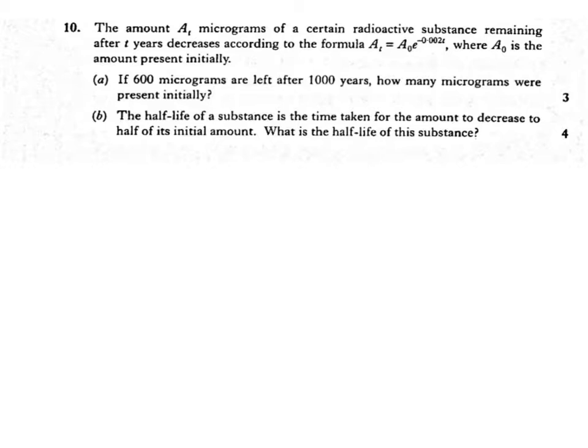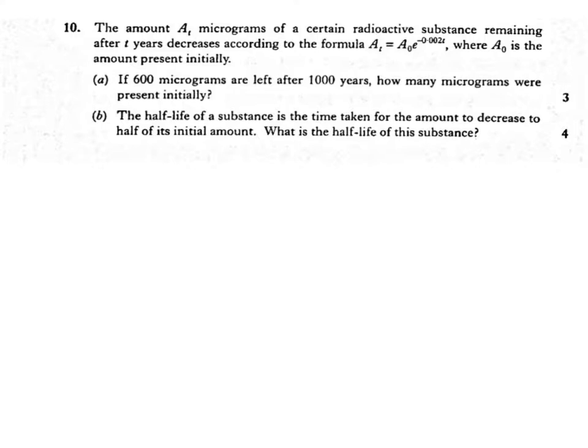So if I look at part A, it says that 600 micrograms were left after 1000 years. How many micrograms are present initially? That means that I need to find out what A naught is. Now that's not an unknown power. An unknown power would be to find what t is up in the power line, but A naught is not up in the power line. So I would say that's a type 2 equation, which is just to make a substitution.